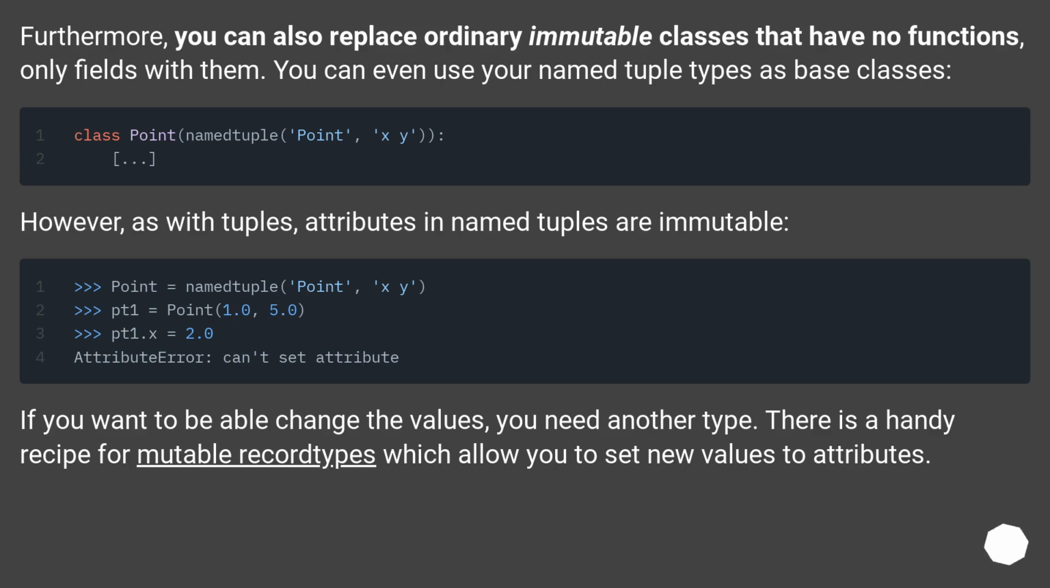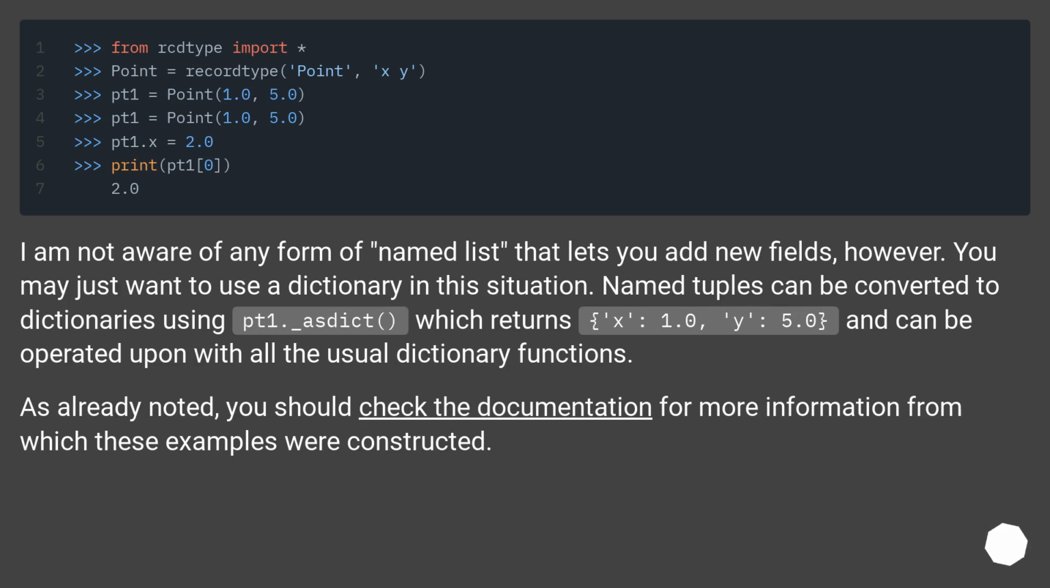However, as with tuples, attributes in named tuples are immutable. If you want to be able to change the values, you need another type. There is a handy recipe for mutable record types which allow you to set new values to attributes. I am not aware of any form of named list that lets you add new fields, however. You may just want to use a dictionary in this situation.